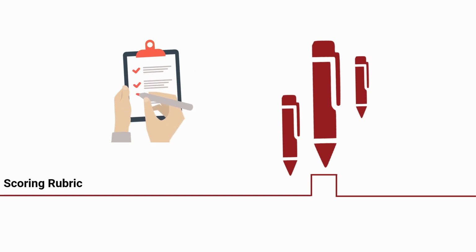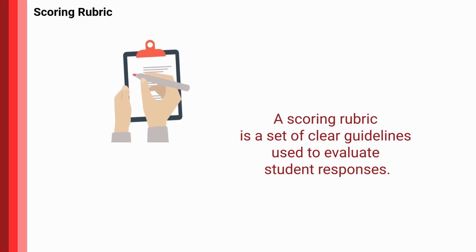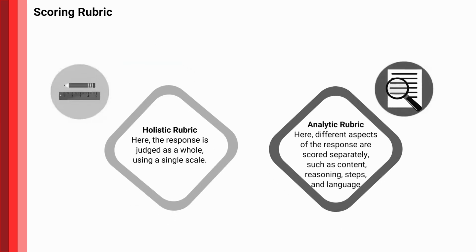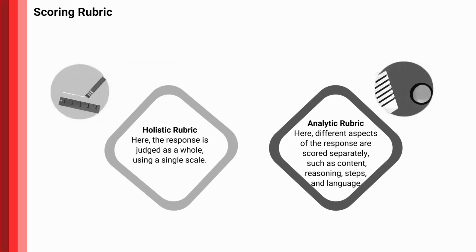The answer is a scoring rubric. A scoring rubric is a set of clear guidelines used to evaluate student responses. There are two types of scoring rubrics: holistic and analytic. Let me explain these two for better clarity.